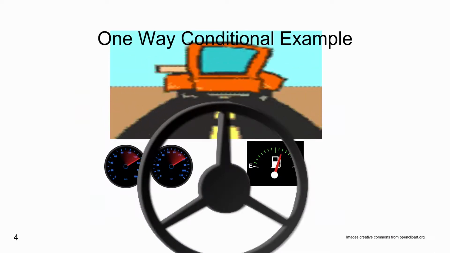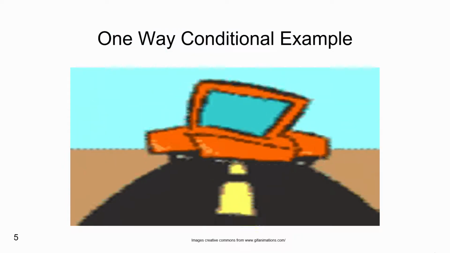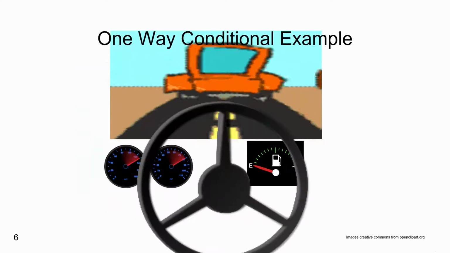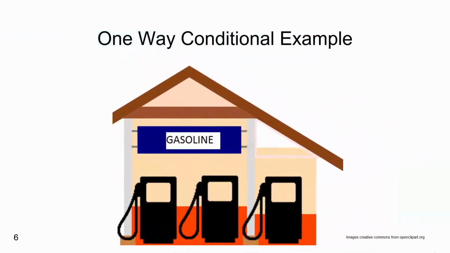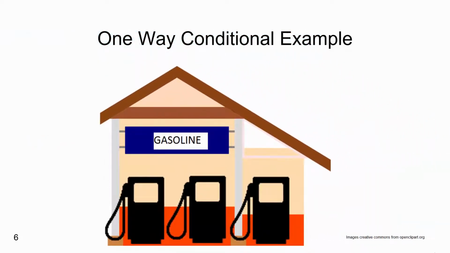If it shows you still have enough gas, you just keep driving. However, when it is empty or pretty close to empty, you pull over to the nearest gas station and fill her up. This is an example of a one-way conditional. You check to see if something is true, and if it is, you do something. Otherwise, you just keep going.